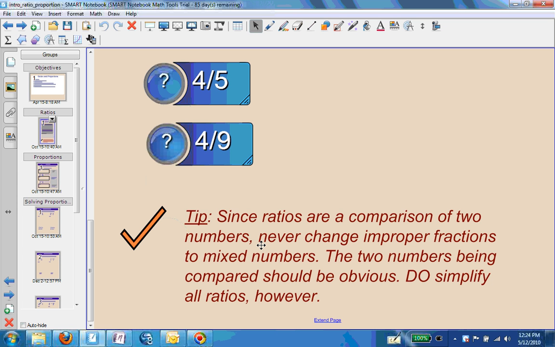So let's say a ratio of 6 to 5, written as 6:5, or with the word to. It can also be written as a fraction. And when we write it as a fraction, we're going to put 6/5 and leave that improper.